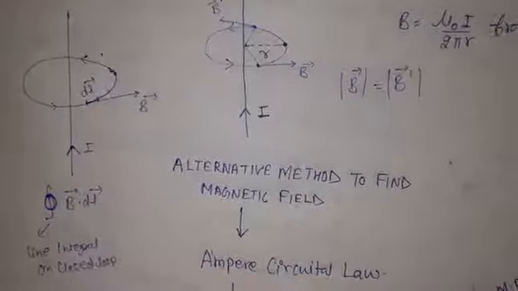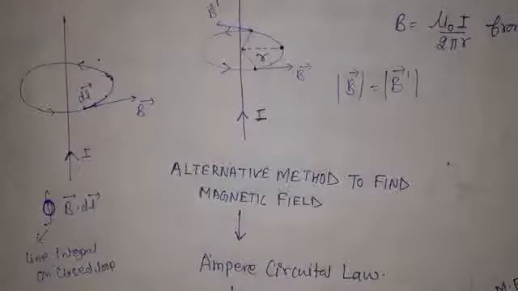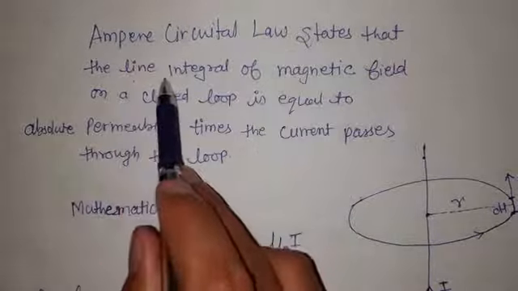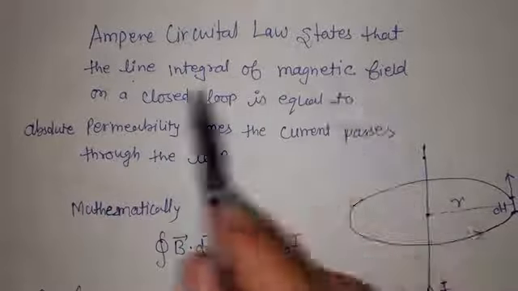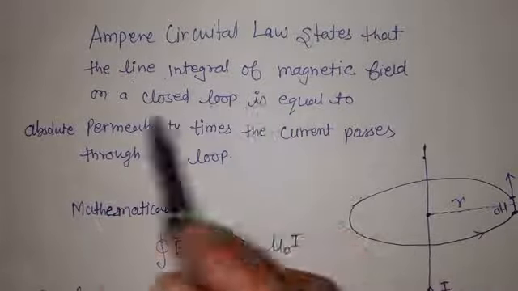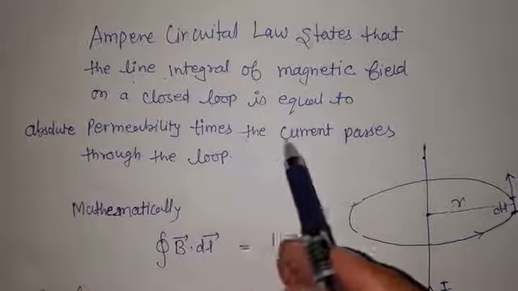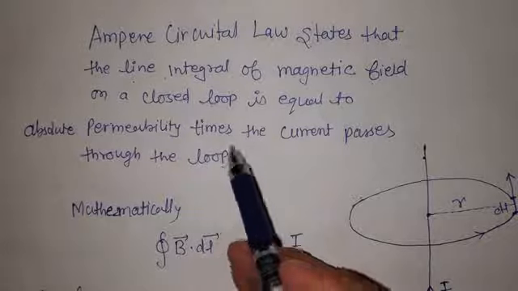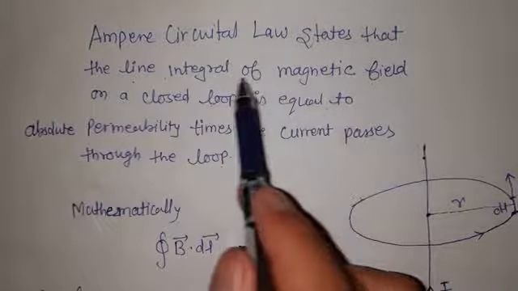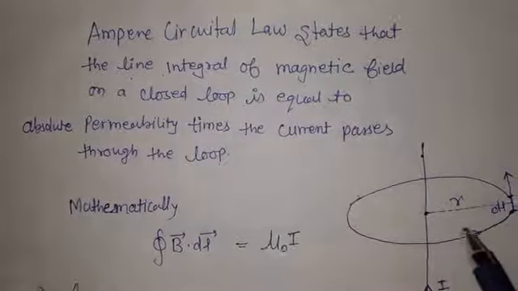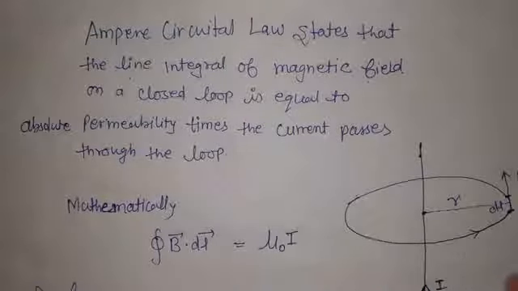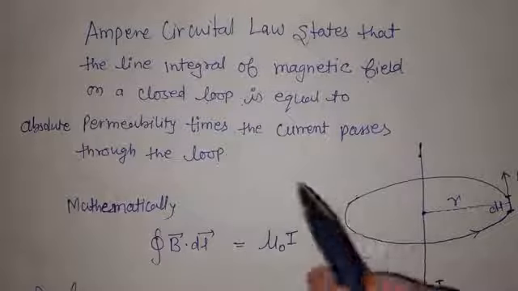So now we are looking at the statement of this Ampere circuit law. This Ampere circuit law states that the line integral of magnetic field on a closed loop is equal to absolute permeability times the current that passes through the loop. Okay, so what is said over here? It is said that the line integral, the sum of the magnetic field over this loop, okay, what will it be equal to?